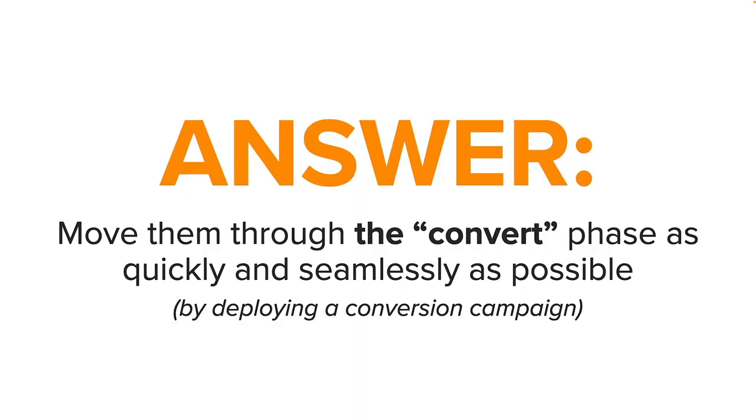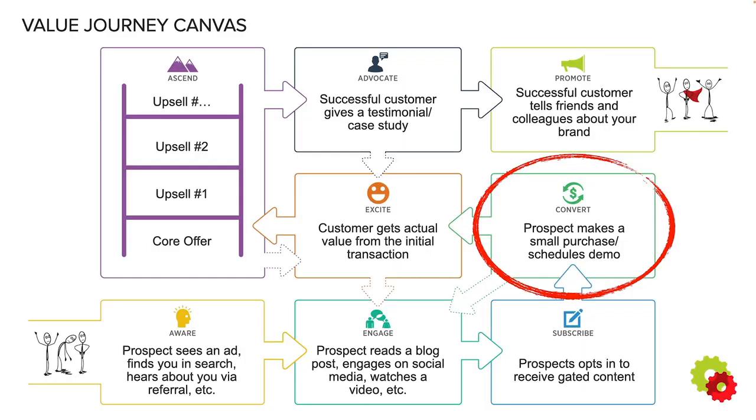Well, here's the answer. We need to move them through the convert phase as quickly and seamlessly as possible, and we do that by deploying a conversion campaign. So again, just a quick check-in on where we're at in the customer value journey canvas. We're right here, post subscribe, into that convert phase. So if someone has joined our list, if it's the first time on our list, they've received the indoctrination campaign.